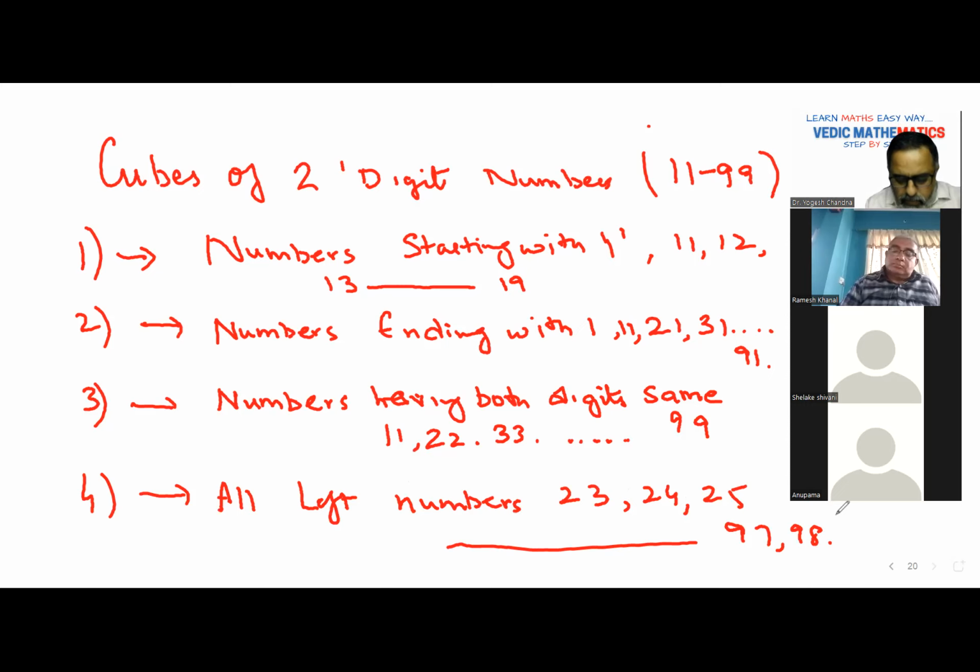Sir, is there any special method for numbers containing 5 in the ones place? Means? Like in squares, we have a special method for numbers containing 5. The fourth technique will work. We have 5 different methods for doing cubes. For squares, we have 12 different methods. Okay. Everyone has written?